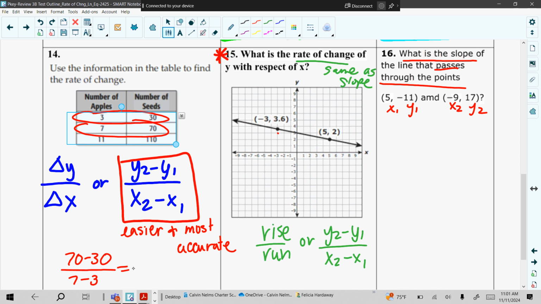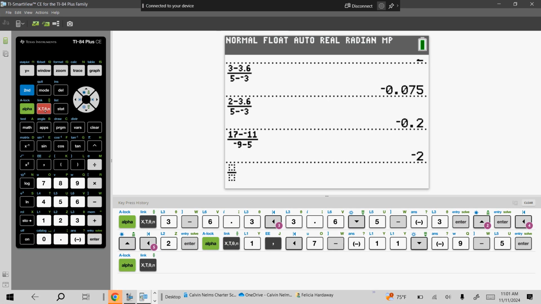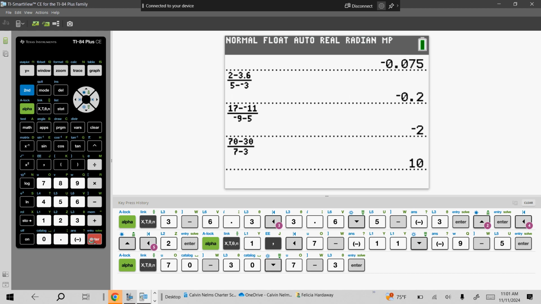Stop talking and focus and do this. What is going on? 10. Yep, we should get 10. You could just put this in the calculator. You go alpha equals 70 minus 30, 7 minus 3. Yes, not right now. You have to wait. Okay.